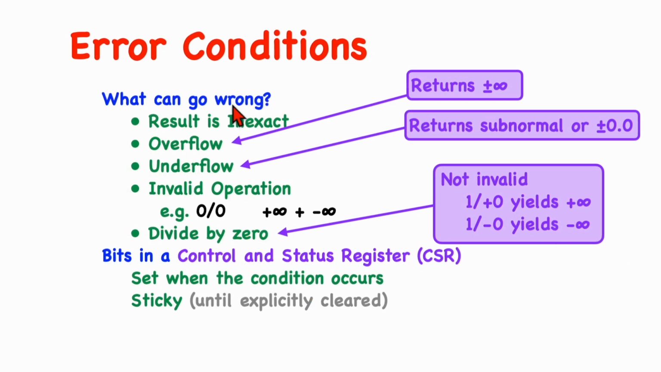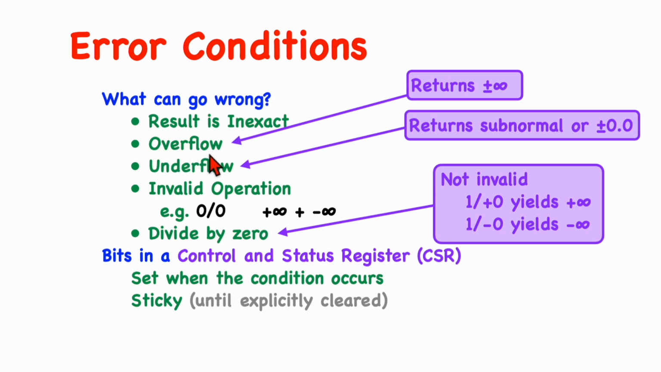Another thing to ask is what exactly can go wrong? What are our error conditions? And the spec describes these particular exceptional conditions that might arise after any particular floating point instruction. We've already talked about the result being inexact. So some operations will yield the exactly correct answer, whereas others will yield a result that was rounded.